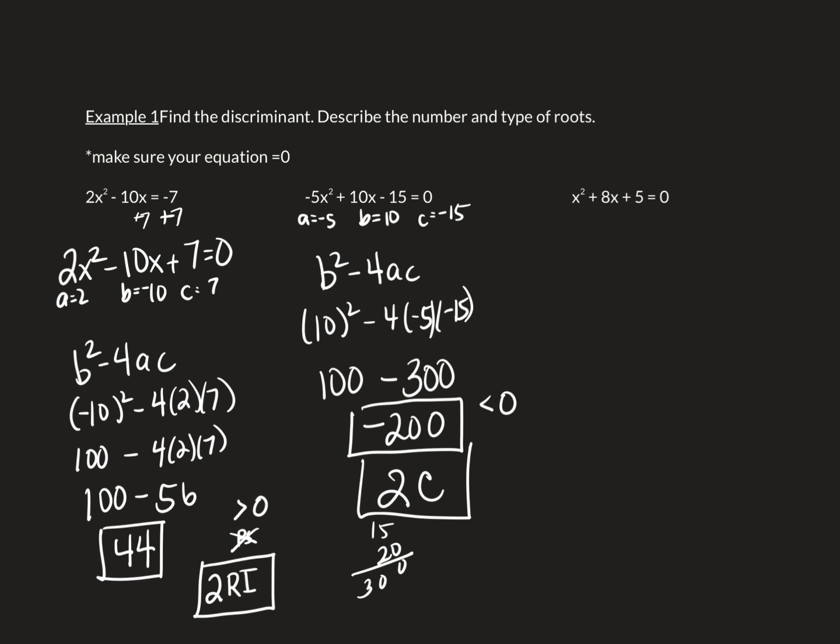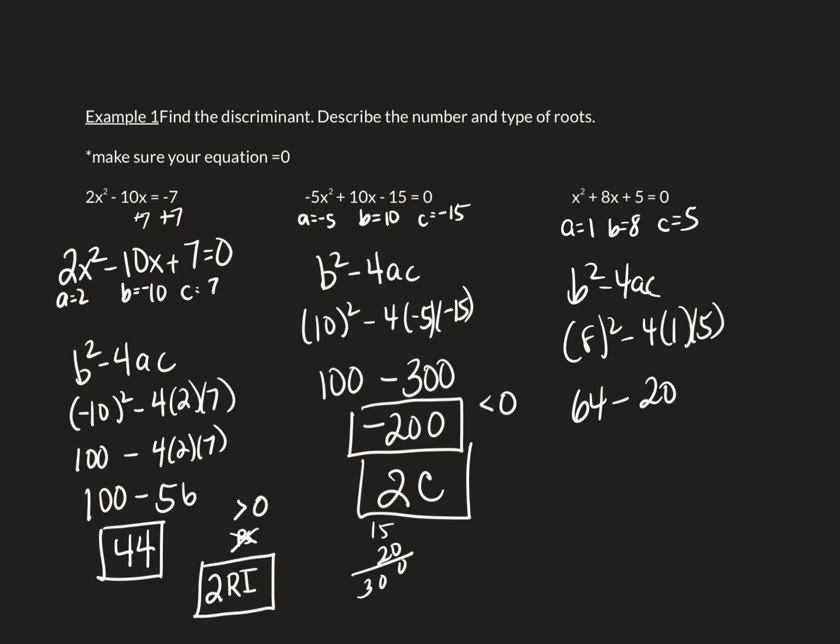And then moving on to the last one, I have all my terms on the right side. I'm going to name A, B, and C. And then I'm going to do b squared minus 4ac. So 8 squared minus 4 times 1 times 5. So 64 minus 20. And ironically, I get 44 again. And so that is 2 real irrational. That's the answer to the third one on example 1.